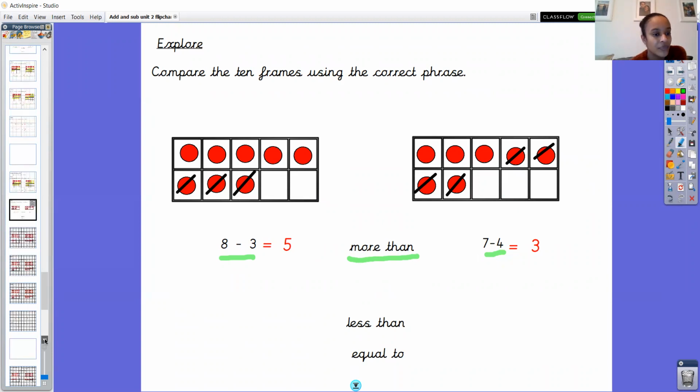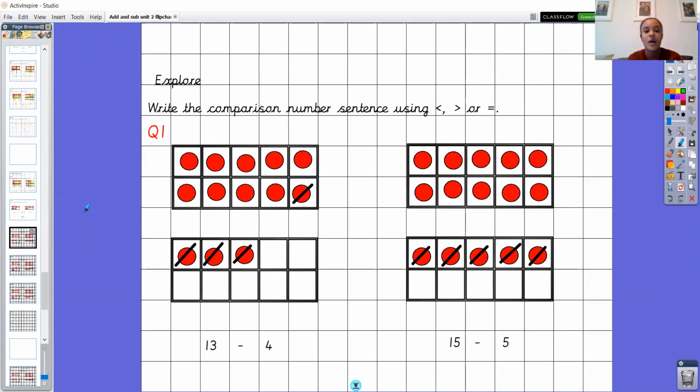Excellent, well done, Year 1. So your first question, question 1, the same as we did with our addition, we're using the symbols. We just use the language there to get it back in our heads, but we're using the symbols. You need to find out the answer to the number sentence to be able to compare them. Then put the correct symbol in the middle to compare. Remember, the biggest part of the symbol faces the biggest number, and that tells you whether it's a more than, less than, or an equal to. Please pause the video now, find out the answers, and put the correct symbol in the middle.